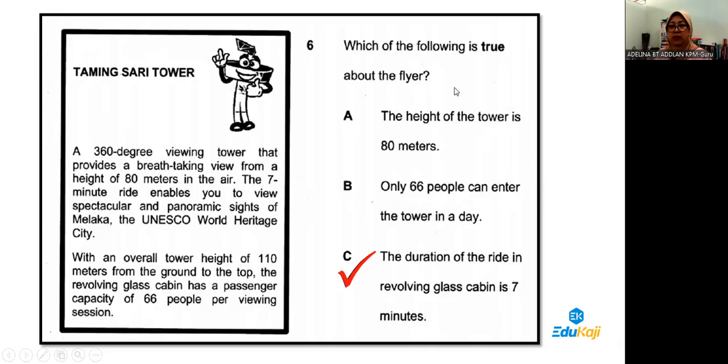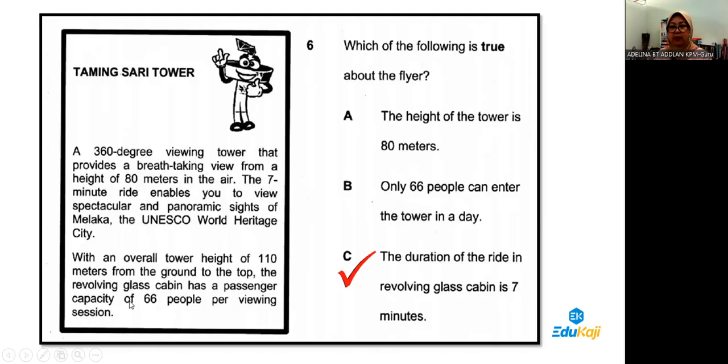Okay, so this question is asking the students to find what is true about the flyer. So you can see here, A, the height of tower is 80 meters. Is it 80 meters? No. Okay, see, clear, 110. B, only 66 people can enter. Does it mention only? No. It only mentioned has a capacity.